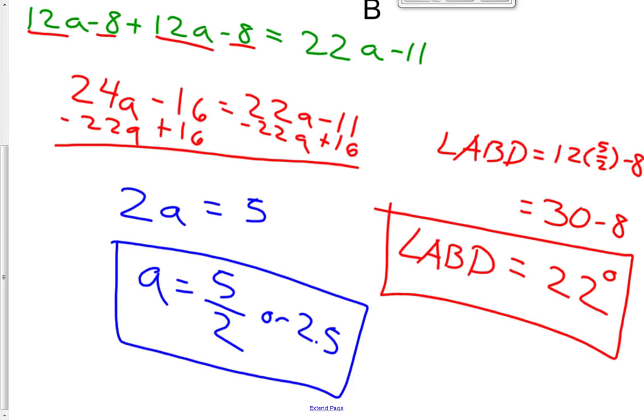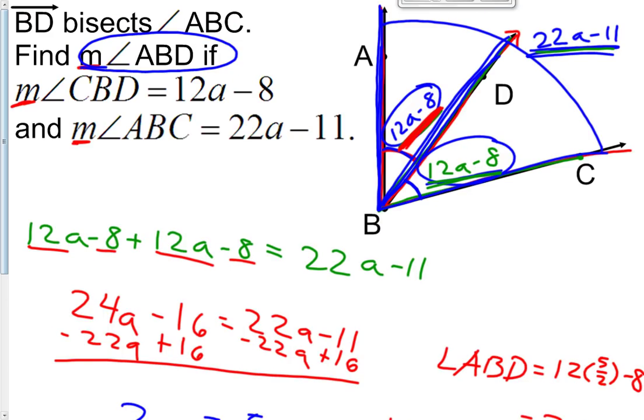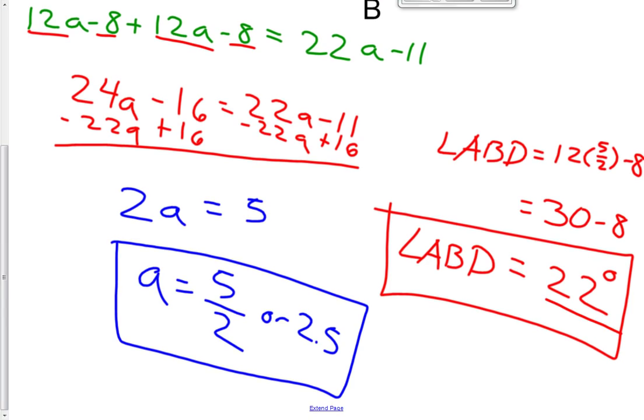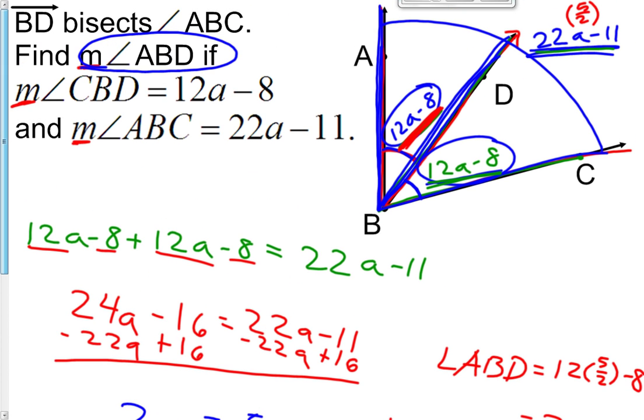If you want to check your work, you could put 5 halves into the expression for the whole angle, and you should get 44 degrees. Because if one angle is 22, it's bisected, so that means the other angle is 22, and 22 plus 22 makes the whole angle 44. You could put that right in there, and I bet you'd get 44 degrees.